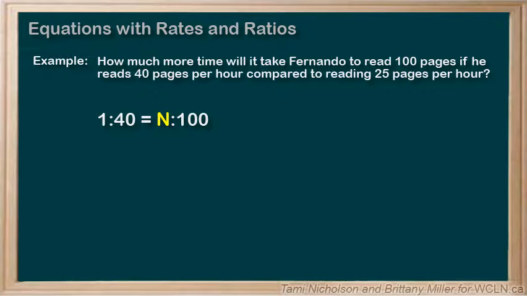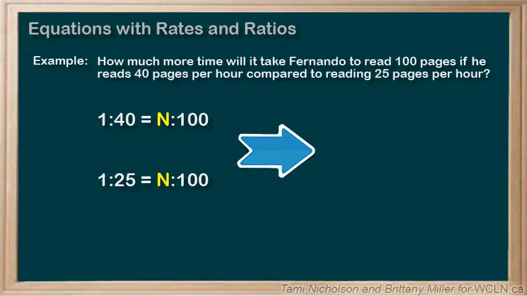1 hour to 40 pages equals n to 100 pages. 1 hour to 25 pages equals n to 100 pages. You'll need to work out both of these proportions separately. To find n, multiply both sides by 100. 1 over 40 times 100 equals n over 100 times 100. You end up with n by itself and 100 over 40 on the other side.